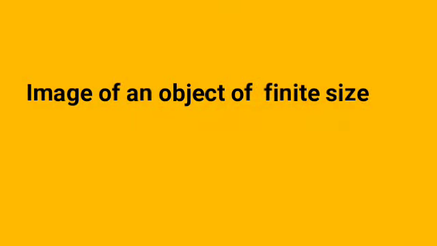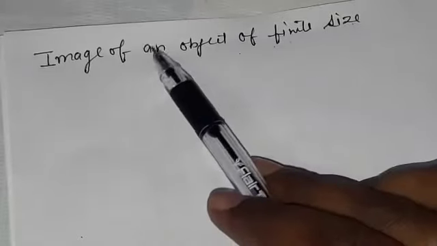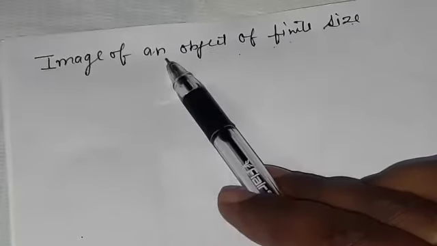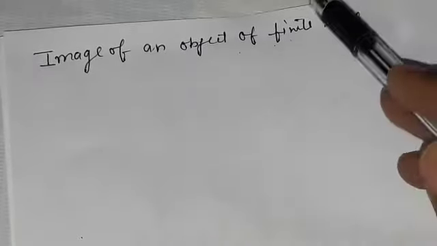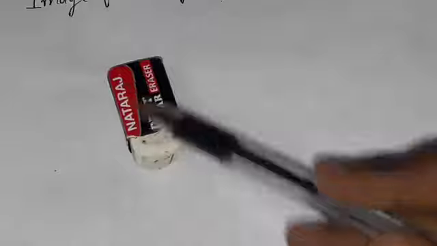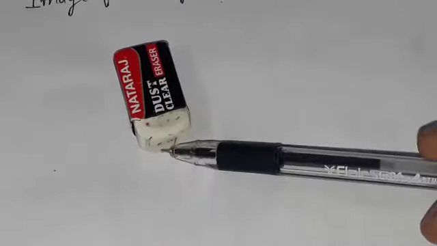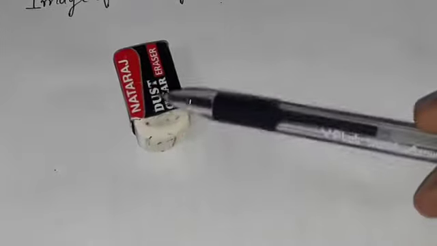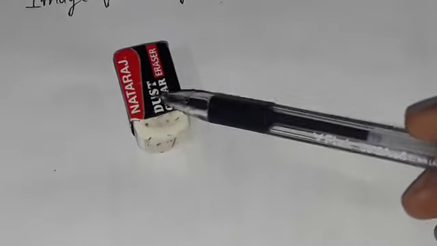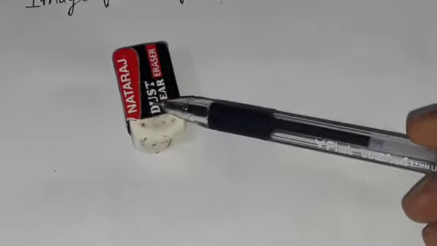Class, today's topic is the image of an object of finite size. It means how an image is formed on a plane mirror if the object's size is finite. So I am taking the example of this object. It has a finite size, class. Finite means measurable, so we can measure the length of this object. So how is it formed on a plane mirror?